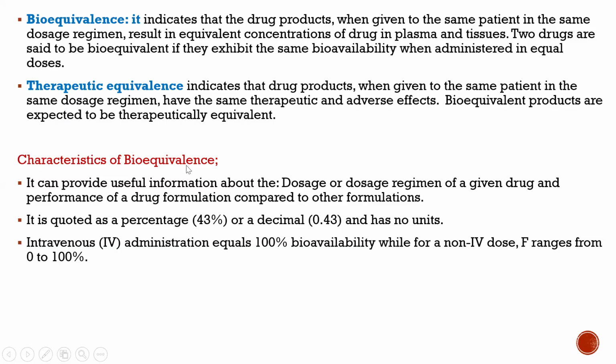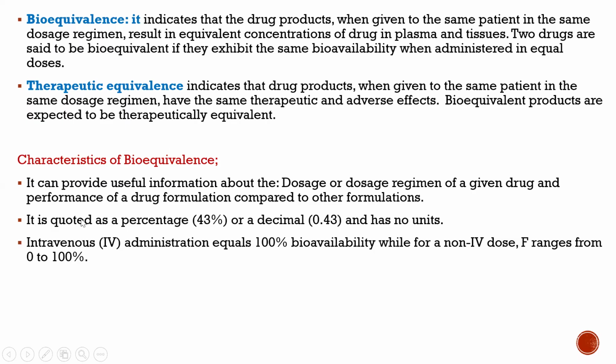So what are the characteristics or the usefulness of bioequivalence? It can be used to provide useful information about the dosage or dosage regimen of a given drug and the performance of a drug formulation compared to other formulations. The major use of bioequivalence is that two drugs can be used for the same purpose, or if one is not available, they can use the other since they have the same bioavailability and therapeutic effects. All right, I'm going to be showing you some drugs that are bioequivalent in the next slide.